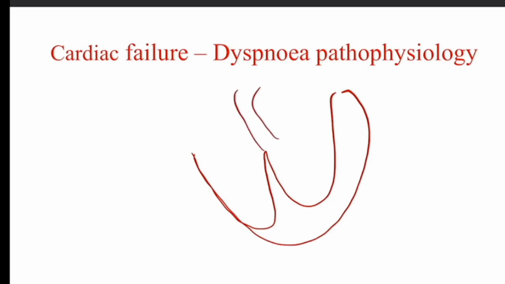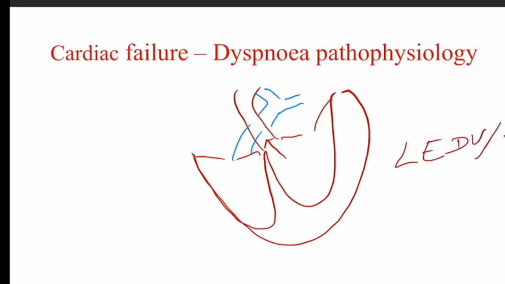So here comes the aorta, this is the mitral valve, this is the tricuspid valve, and here comes the pulmonary artery, the right and left branches. When the left ventricle fails, what will happen? Left ventricle is unable to eject the blood into the aorta. So naturally, at the end of systole, the left ventricular end diastolic volume and pressure increases.